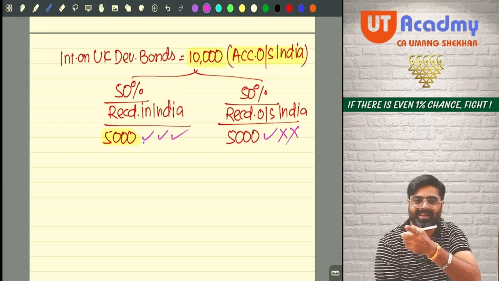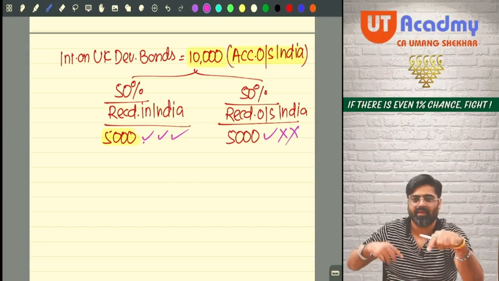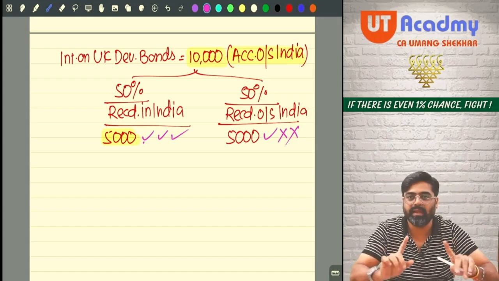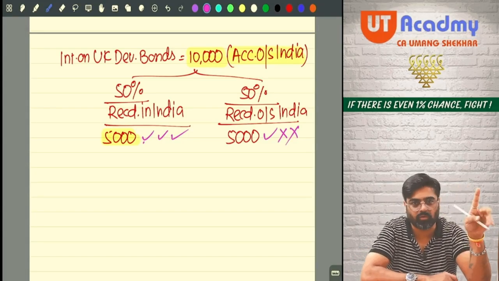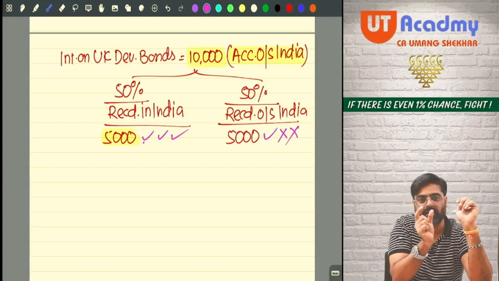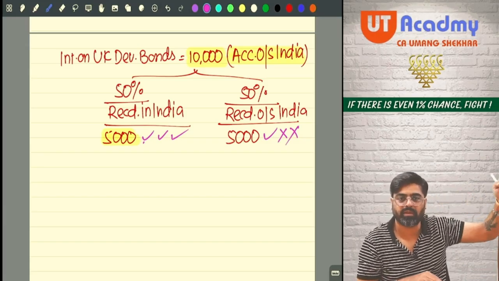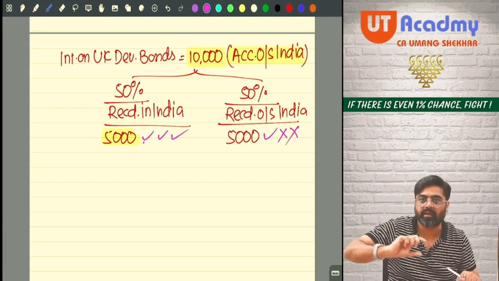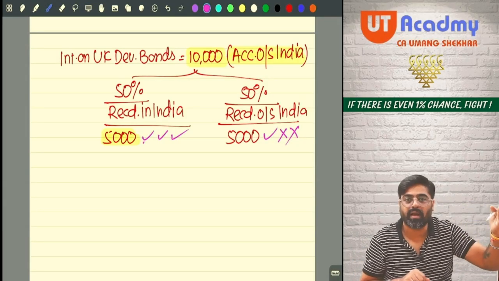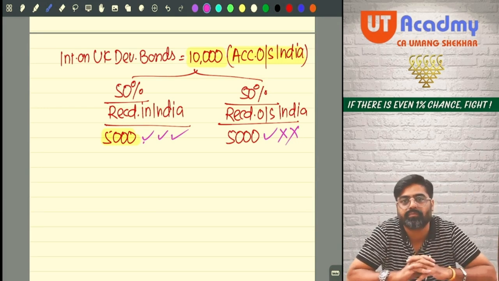But you cannot write like this in the exam, no? How will you present it? Simple. Interest on UK development bonds. In the bracket you will write accrued outside India. Next line, 50% received in India. How much? 5,000. In all three columns, 5,000, 5,000, 5,000. Done. Next line, 50% received outside India. First column 5,000, and the balance two columns dash, dash. Can you do it like this?